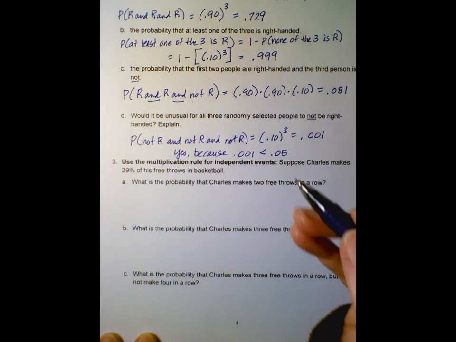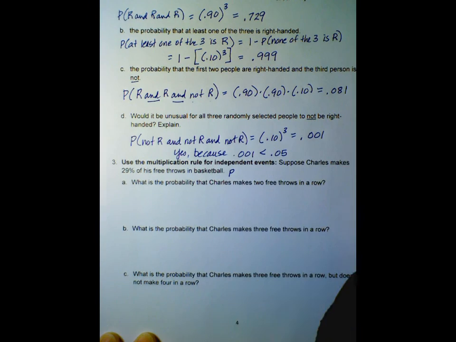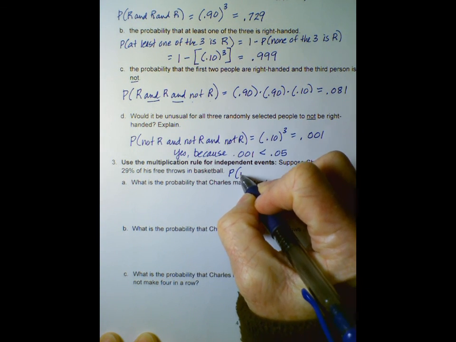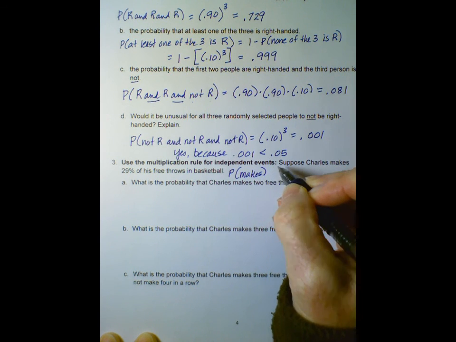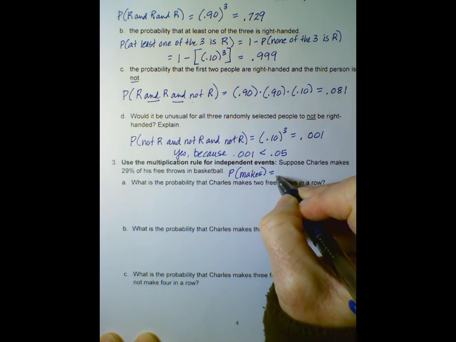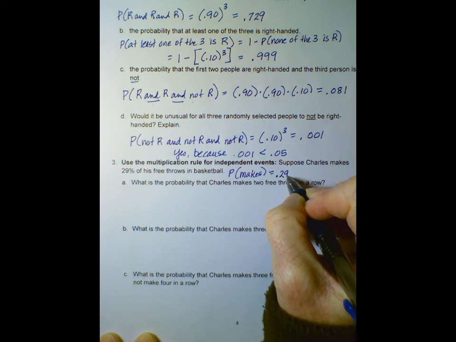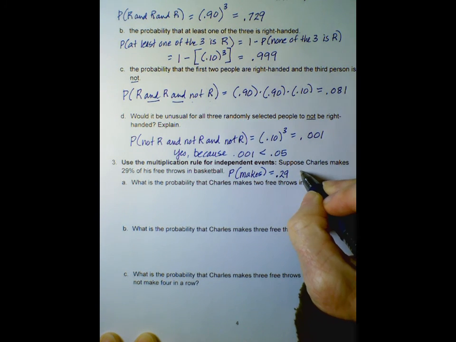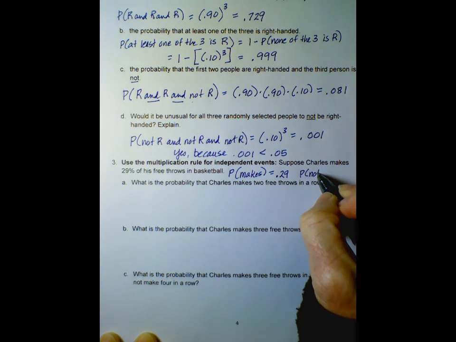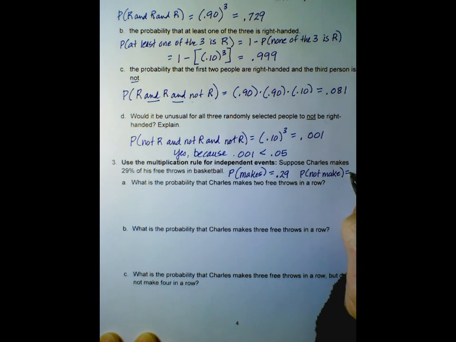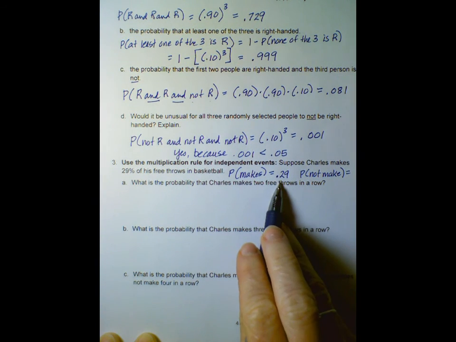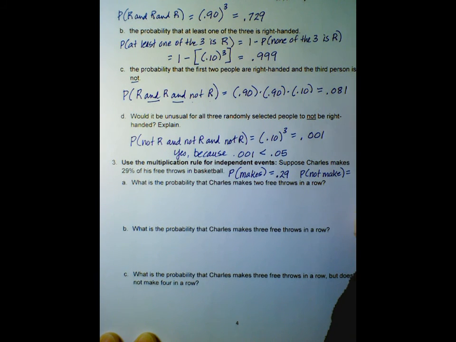Okay, well again, like I've done before, let's do probability. They're using this word make, so I'll say that he makes his free throw. What did they say that was? 29%. So as a decimal, 0.29. So let's go ahead and say the probability that he does not make it would be, you either make it or you don't. That's it. So 1 minus 0.29 or 0.71.